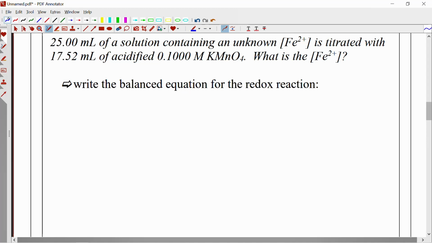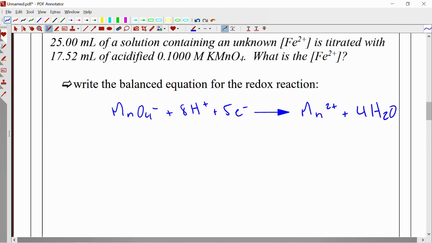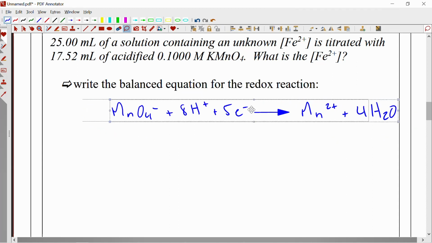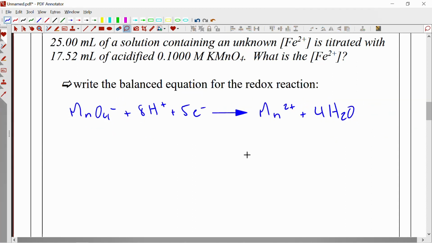Okay, so permanganate. It reacts with 8 protons and 5 electrons to produce manganese ion and 4 water. I'm just going to center that a little bit here. Okay, so that is our first half reaction.